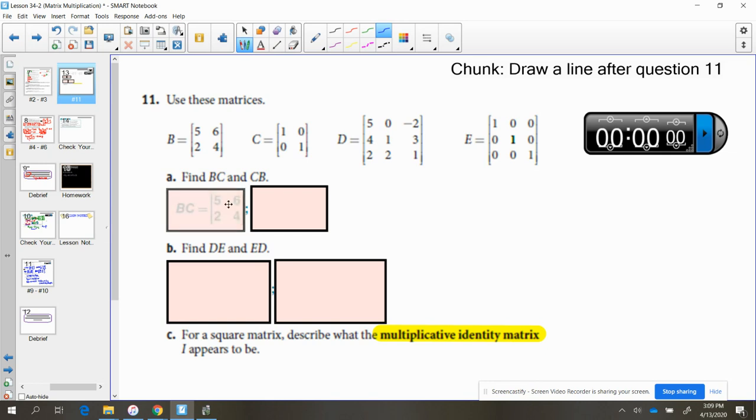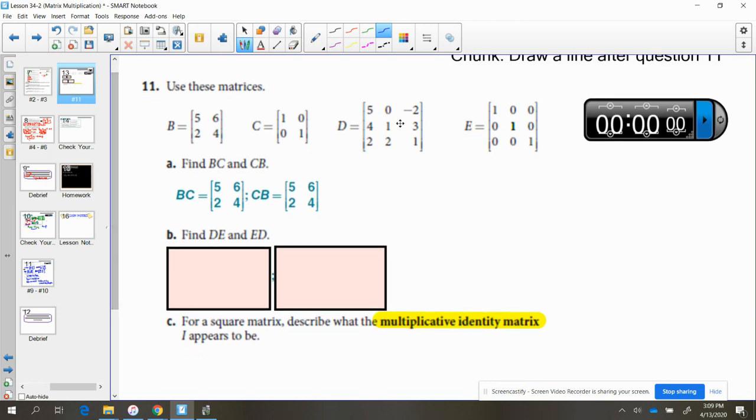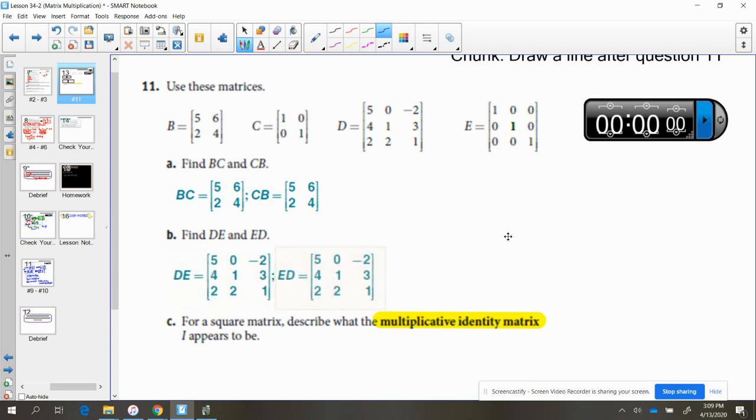B times C and C times B both equal the same matrix value, okay, same product. Same idea with D times E or E times D. They end up being the same product, and they also happen to be the exact same as what matrix D was. Well, these two matrices, C and E, are the reason that that is working out for us, okay? These are known as identity matrices.